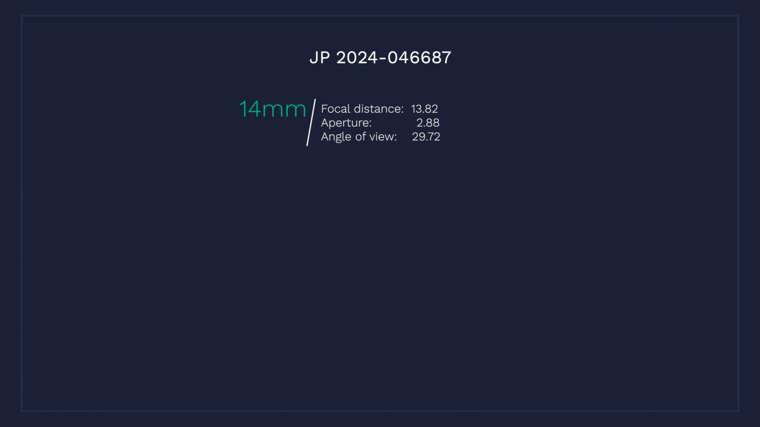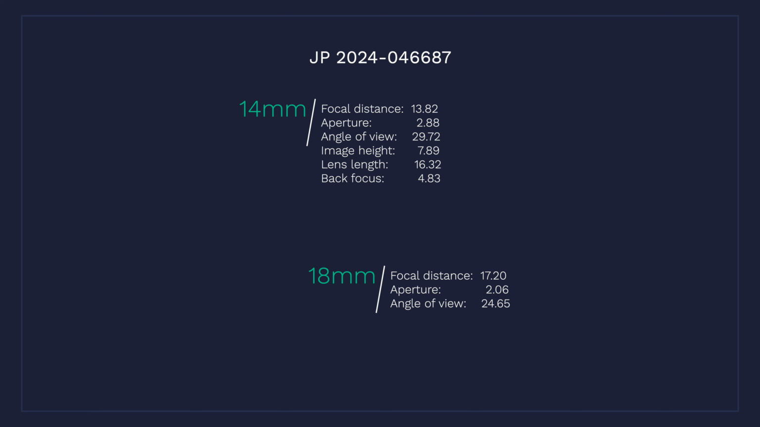The angle of view, 29.72, and the image height, 7.89, with a lens length of 16.32, and the back focus, 4.83. But the 18mm f2, it has a focal distance of 17.2, and of course the f number is 2.06. The angle of view, 24.65, the image height, 7.89, the lens length is 21.52, and the back focus, 5.22.